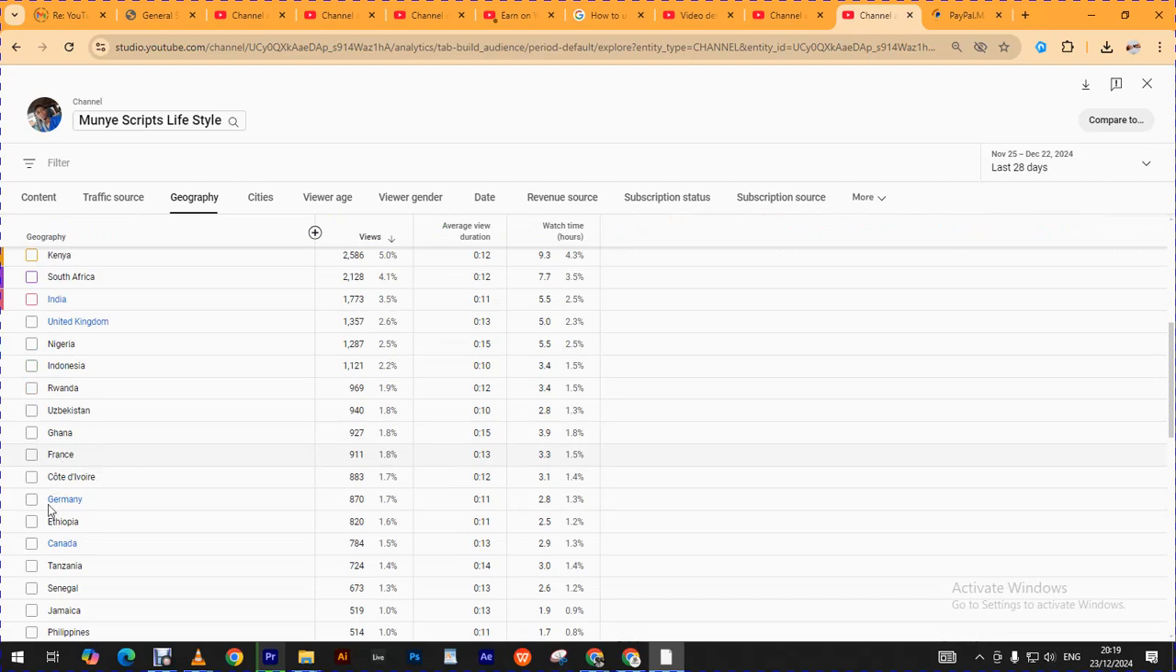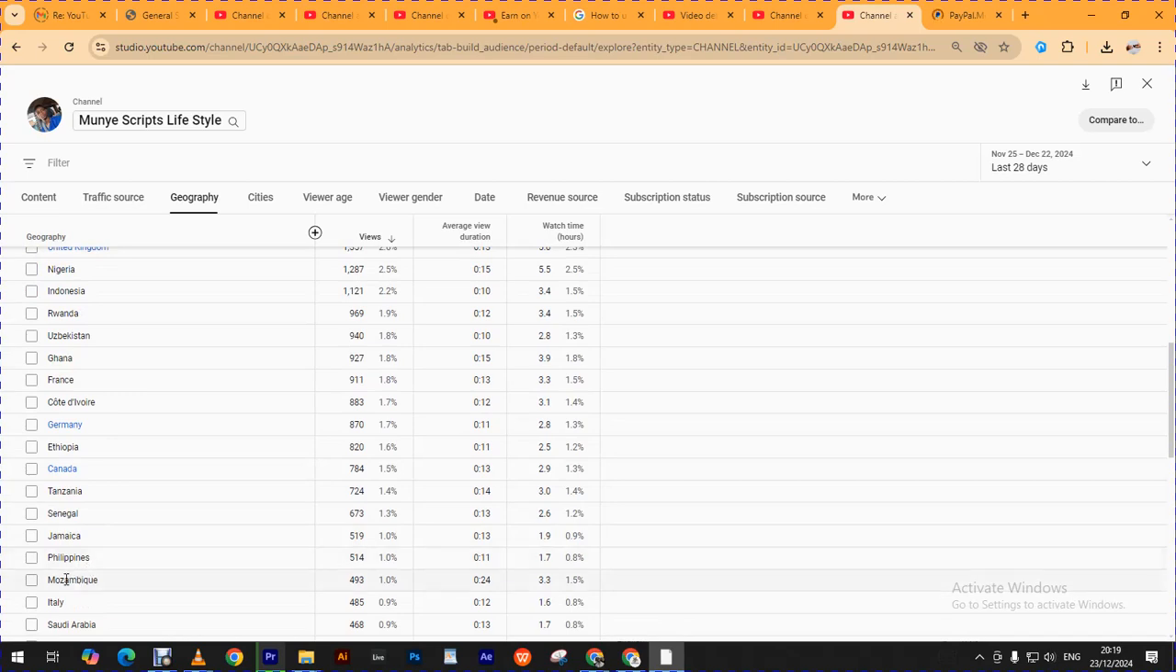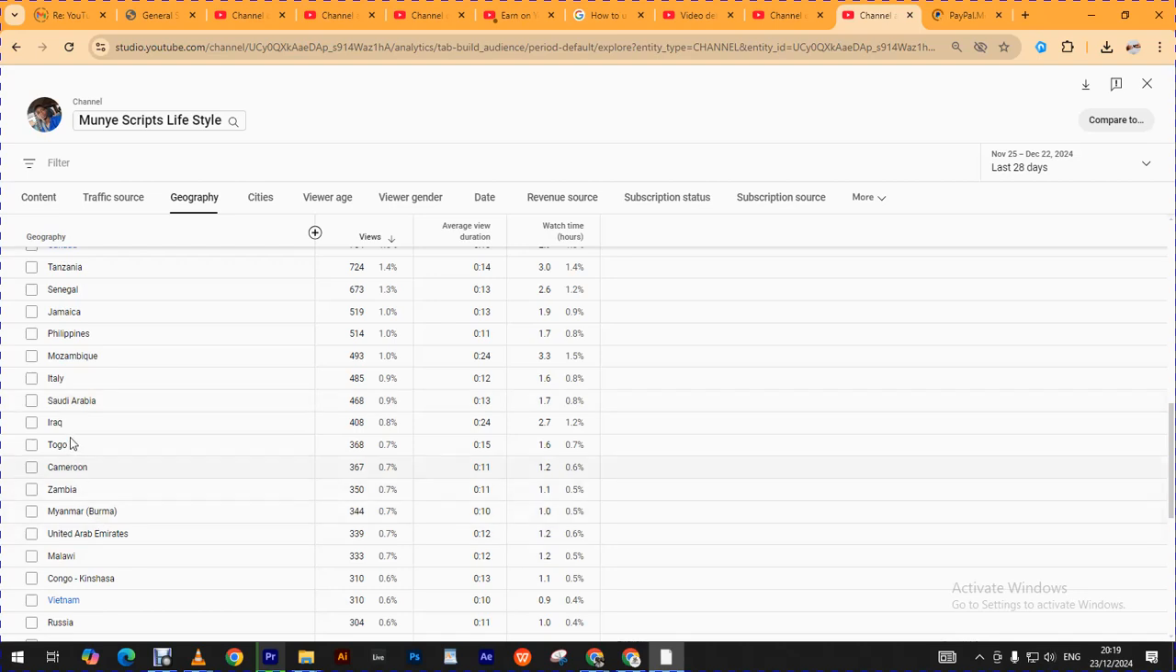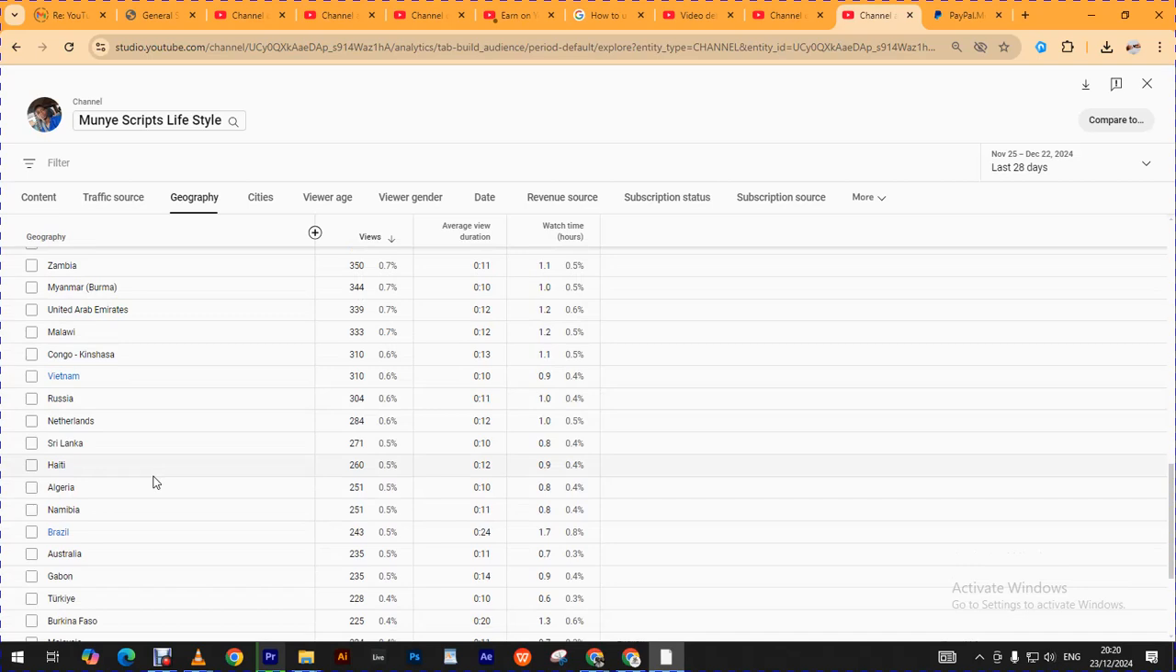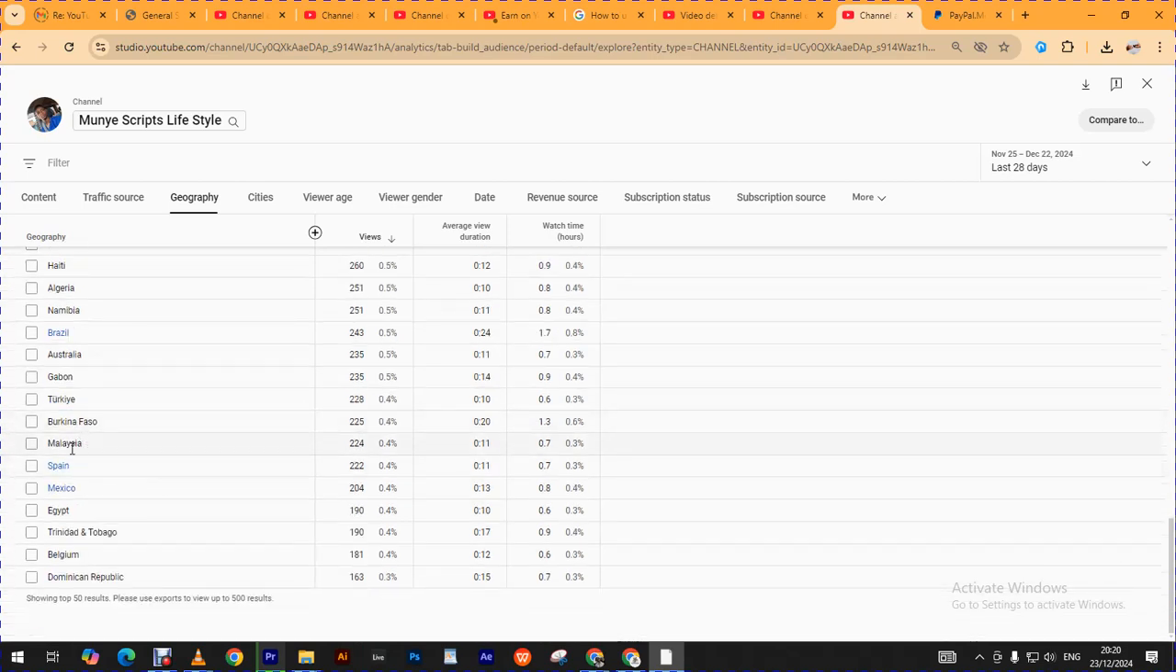Ghana, France, Cote d'Ivoire, Germany, Ethiopia, Canada, Tanzania, Senegal, Jamaica, Philippines, Mozambique, Italy, Saudi Arabia, Iran. I have people from Iran, Togo, Cameroon, Zambia, Myanmar, United Arab Emirates, Congo, Vietnam, Russia, Netherlands, Sri Lanka, Haiti, Algeria, Namibia, Brazil, Australia, Gabon, Turkey, Burkina Faso, Malaysia, Spain, Mexico, Egypt, Trinidad and Tobago, Belgium, and Dominican Republic. So all those are people watching.